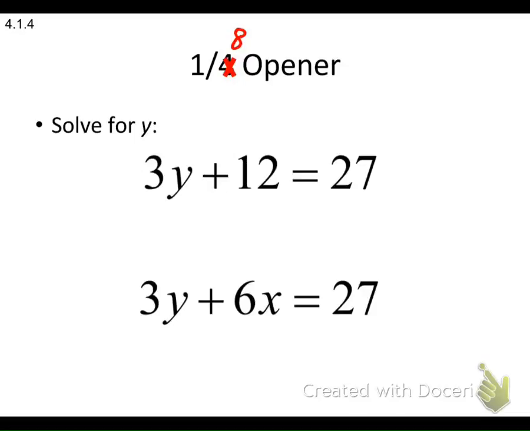Okay, so today's date is Monday, January the 8th. Our opener is going to lead us into our fourth triad unit, which is graphing.